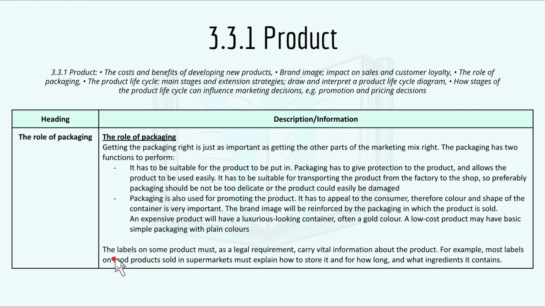And the labels on some products must, as a legal requirement, carry vital information about the product. For example, most labels on the food products sold in supermarkets must explain how to store it and for how long and what ingredients it contains. Because if you don't write it, it's illegal due to the legal requirement.